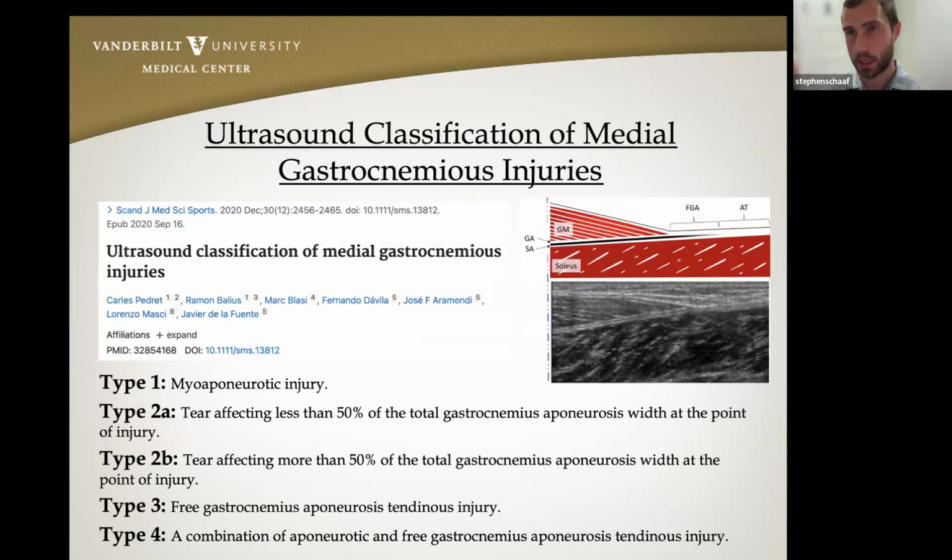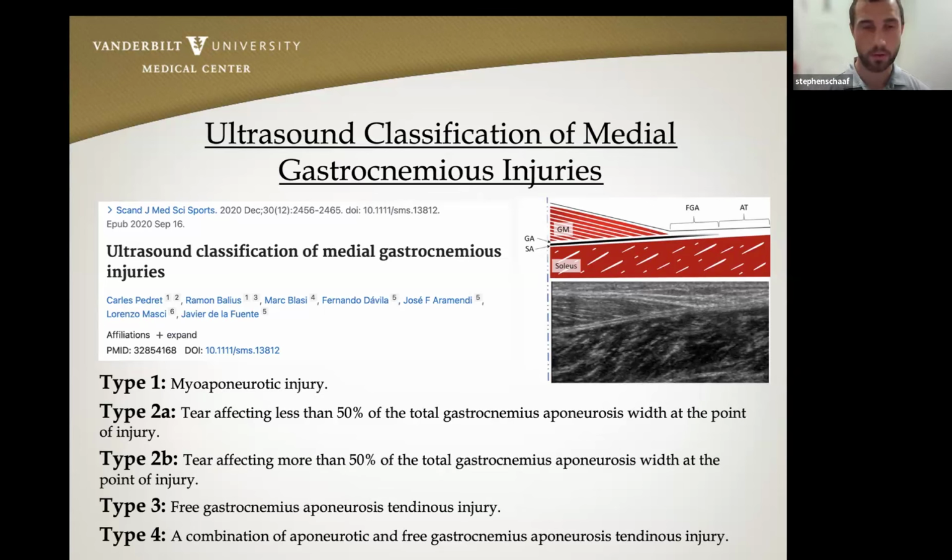Just briefly, this is not going to be a comprehensive talk about this, but I did want to mention a landmark article that everyone should be aware of for these injuries. This is the ultrasound classification of medial gastrocnemius injuries, from Carl Pedret, who's an expert out of Spain on musculoskeletal ultrasound, especially for these gastrocnemius muscle injuries. In 2020, he came out with an article. It really goes into this in great detail, and I'd recommend everyone read it. It breaks injuries into different subtypes, which have importance for injury severity and return to play, and really broke these into 5 different types.